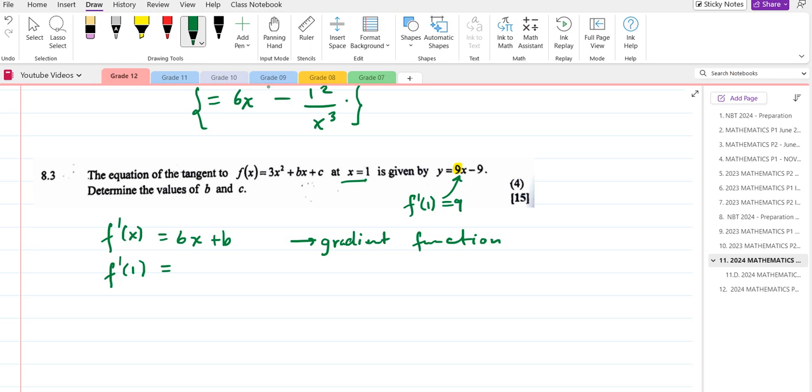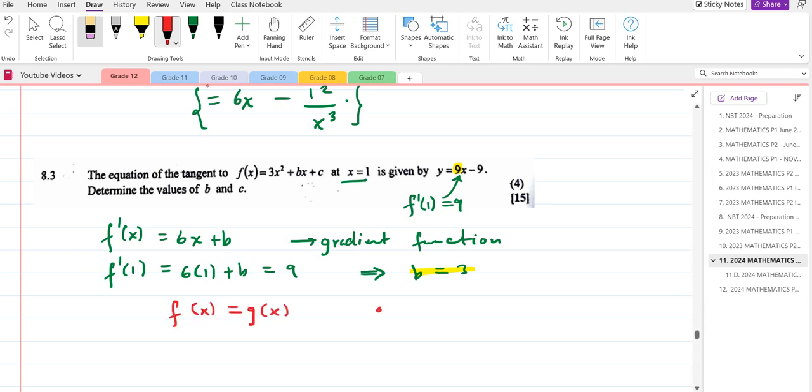Now, what is f prime 1? 6 times 1 plus b is equal to 9. So therefore, we can write down the value for b. The value for b is 9 minus 6. This implies b is equal to 3. So I've solved b. b is now 3. And how are we going to solve at the point of contact? What's happening at the point of contact? At the point of contact, we have f of x equal to g of x at the point of contact.